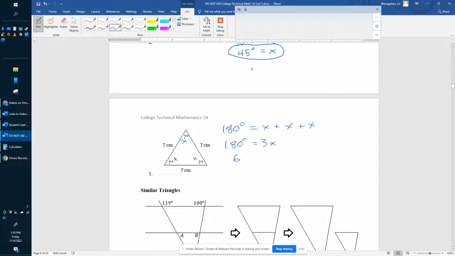Divide both sides by 3, and we get x equals 60 degrees. And that's going to be the case for any equilateral triangle. The angles are always going to be 60 degrees each.